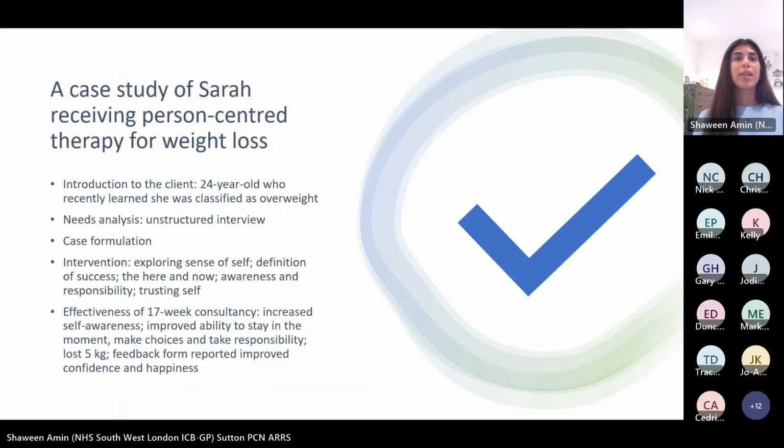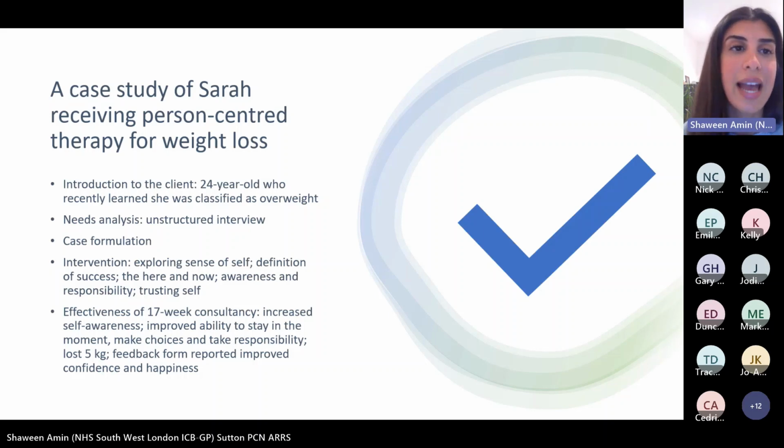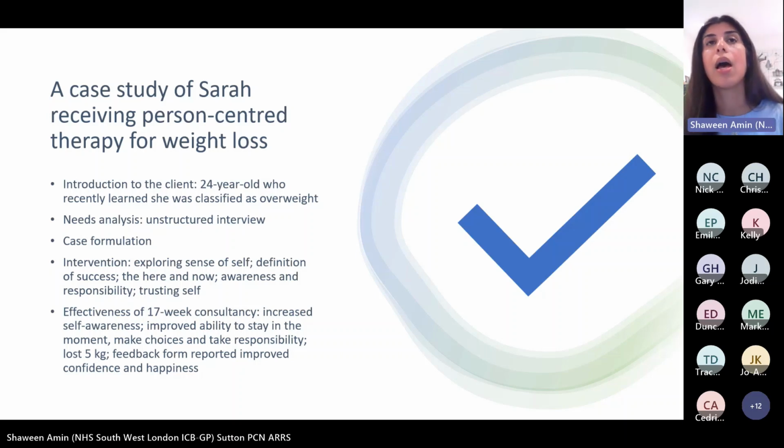So this is a case study of Sarah. This is a pseudonym, but she received person-centred therapy for weight loss. She came to see me following a health check, and she'd gradually been putting on weight, but she was really shocked to find out at 24 that she was overweight on the BMI scale. She said, "That's never been me. I'm not overweight. I've never been overweight, and I just don't feel happy within myself. I feel that I don't recognise myself."